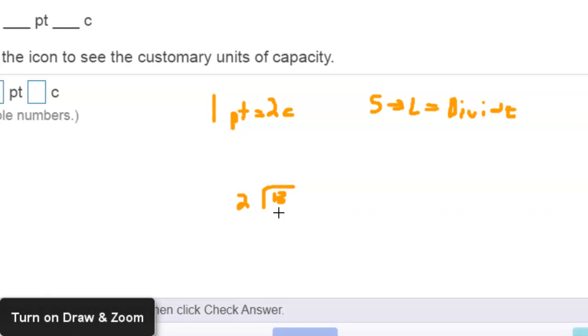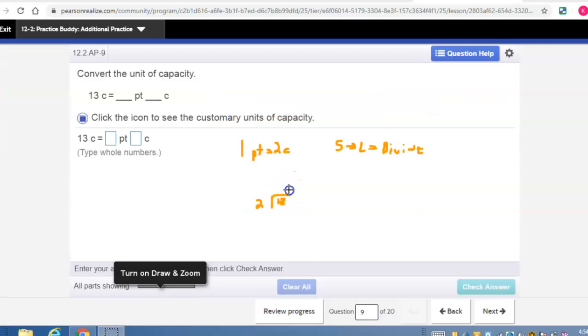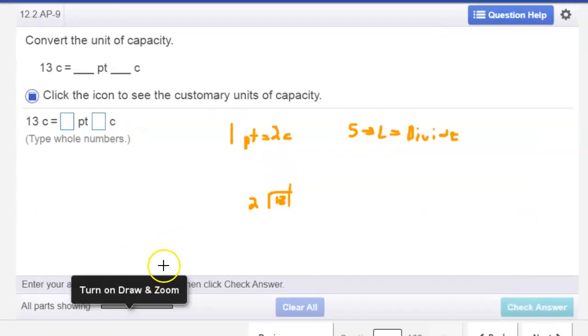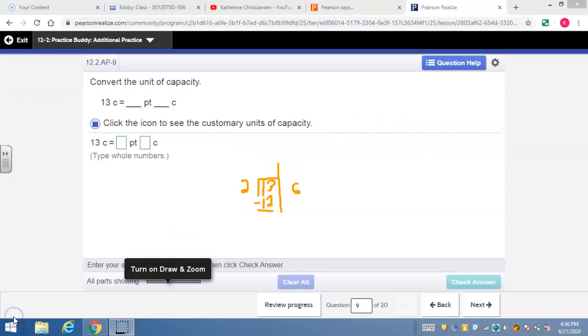Well, I know that 2 times 6 is 12, 2 times 7 is 14, so 7 would be too much. So we'll need to go with 6 times, which would equal 12. So you can see that I put 6 over here, and then I'm going to take 13 minus 12, which will give me a remainder of 1. So my 6 is going to go here. This is my whole number right here. And my fraction is basically 1/2.